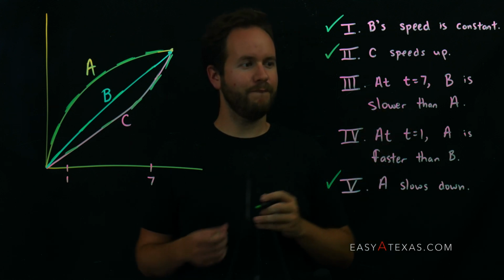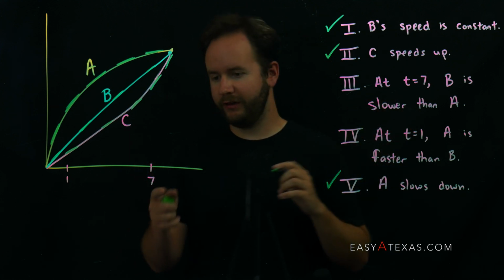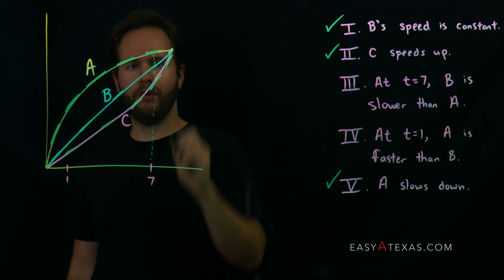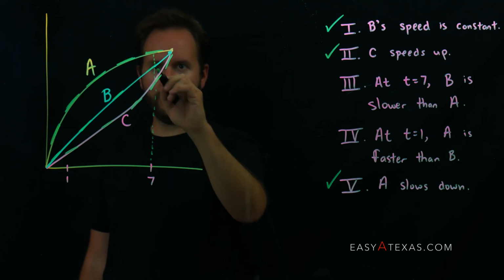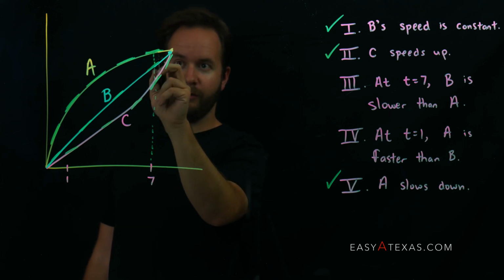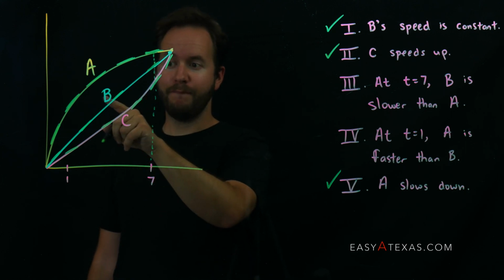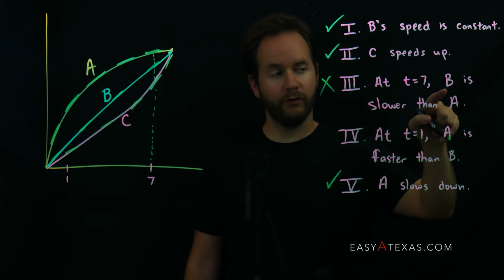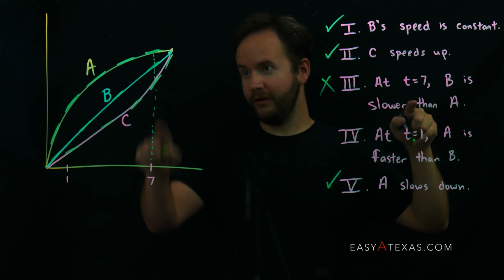At t equals 7, B is slower than A. What we're going to do is look at t equals 7 and look at the slope of both B and A. I think we can agree that the slope here for B is steeper than the slope here for runner A. So with that in mind, B is faster than A. Well, that makes this answer false. We're looking for, at this point, B is faster than A.